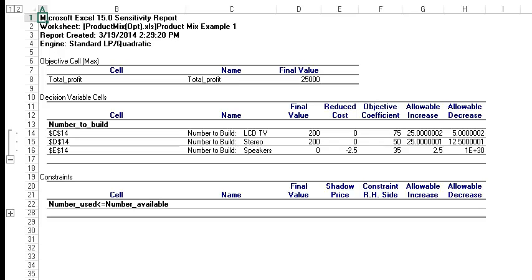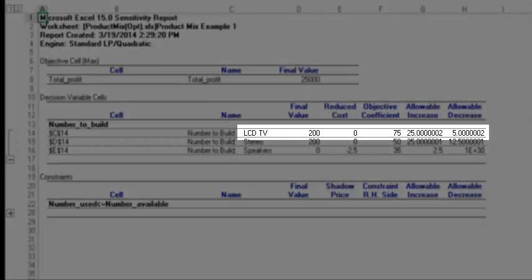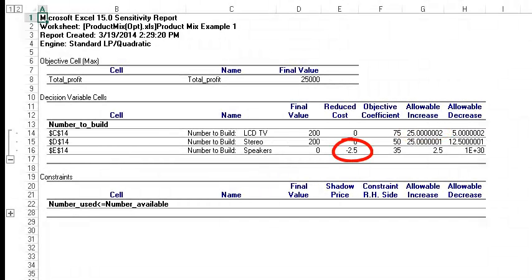In the case of linear models, such as this one, the reduced cost will remain constant over the allowable increase and decrease interval. In this example, we'd still build 200 TVs even if the profitability of TVs, or the $75 coefficient value, decreased by $5 or increased by $25. Beyond these points, or if the unit profit for speakers increased by more than $2.50, we'd start building speakers.